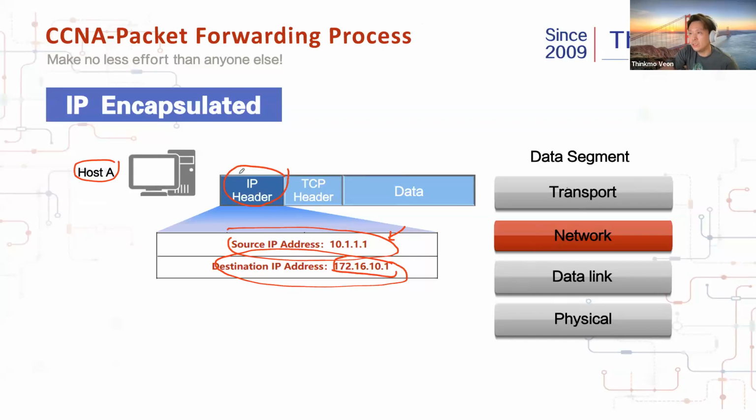So it will be included into the IP header, so it will be encapsulated in this stage. This stage happens at the network layer, OSI model layer 3, right? Until now, we are still going from the top to the bottom, right?